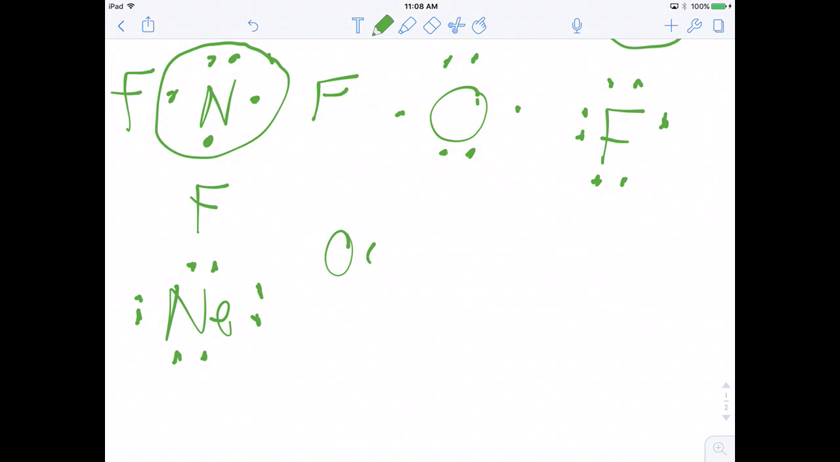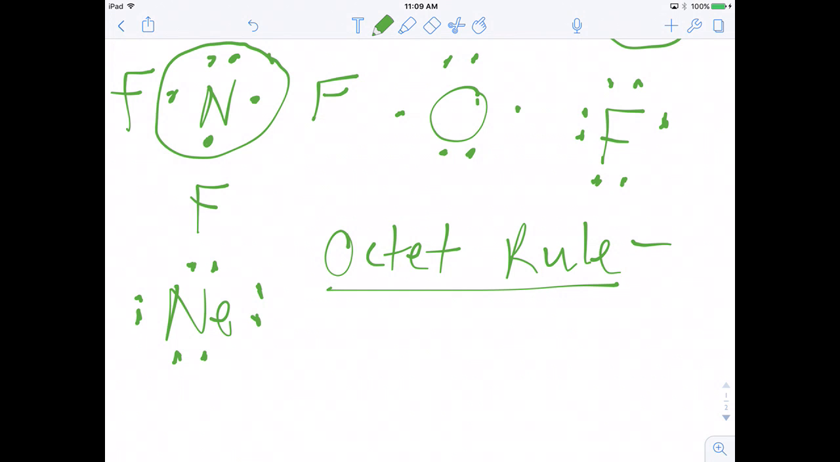This is called the octet rule. Every element on the table is going to react in order to achieve 8 valence electrons. They all want to look like the noble gases in group 18. So the octet rule is just expressing this idea. It's telling you the goal of bonding is to achieve 8 valence electrons. You got that somewhere in your notes? The goal of bonding is to achieve 8 valence electrons. That's called the octet rule. Yep, the goal of bonding is to achieve 8 valence electrons. That's what the octet rule says.